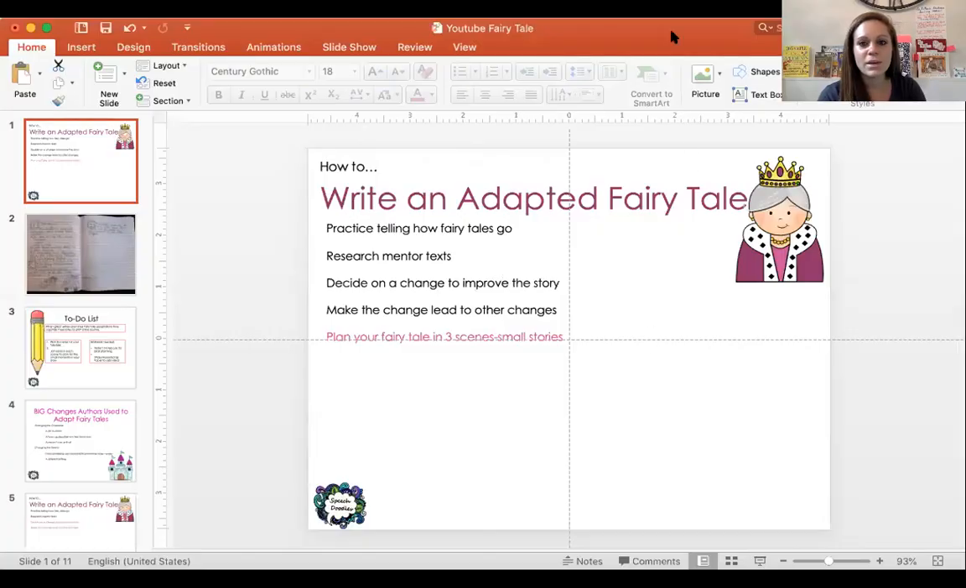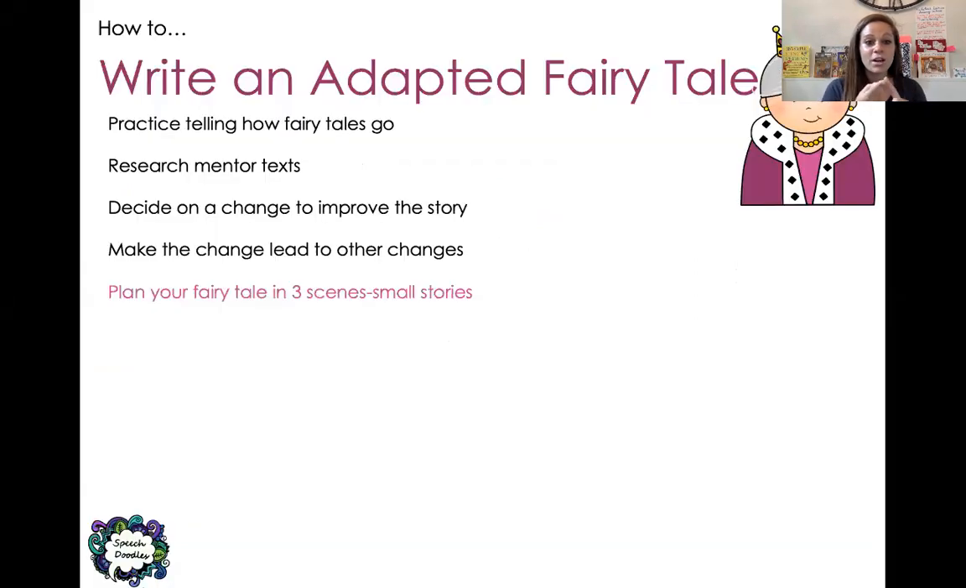So let me share my screen so I can show you what it is that we have done when we've been adapting all of our fairy tales. We've already practiced telling how fairy tales go. We've already researched mentor texts. We've already decided on a change to improve the story, and we've made the change lead to other changes. Today, you are planning your fairy tale in 3 scenes, which are 3 small stories. So let me show you how I have planned out my fairy tale.